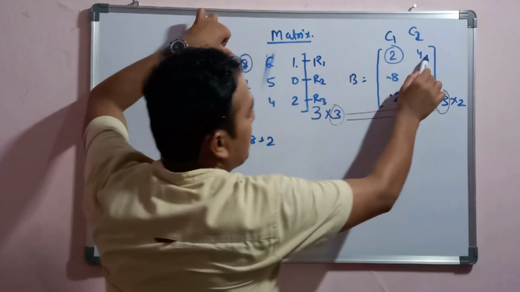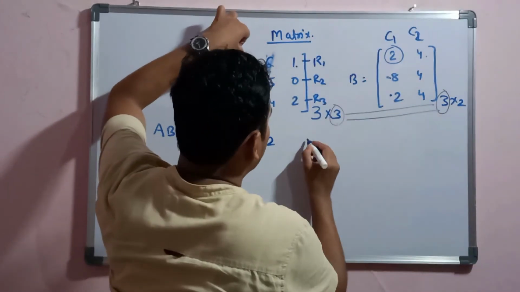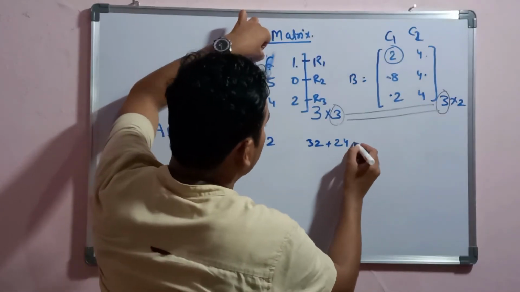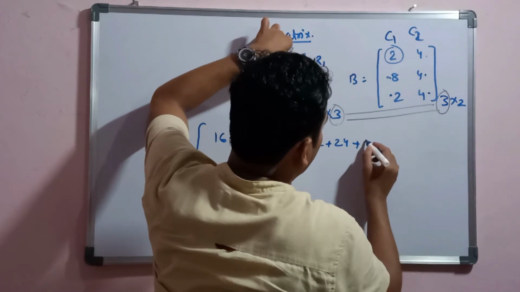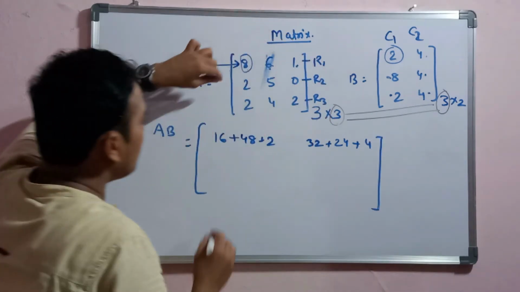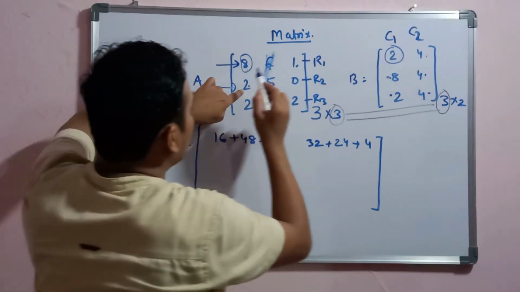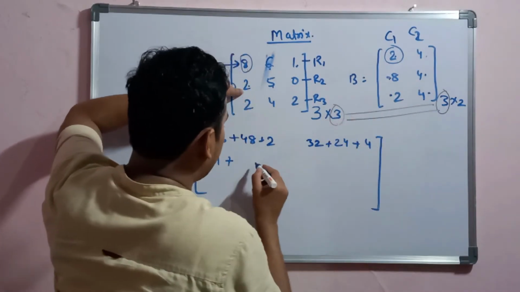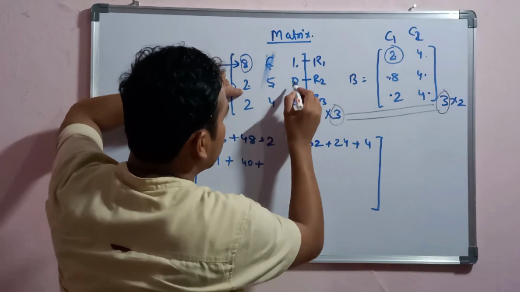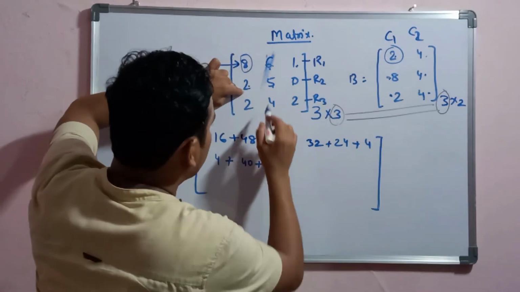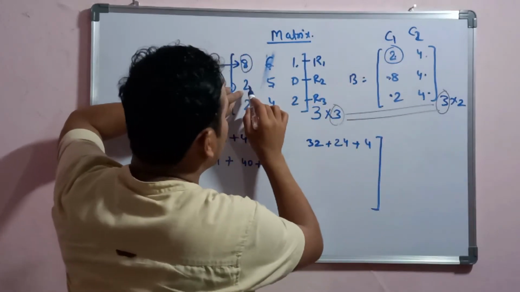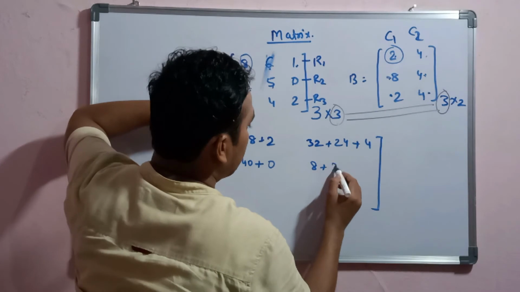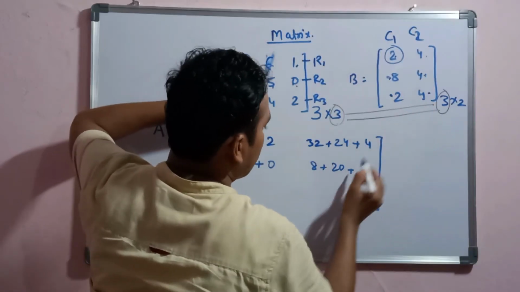Now the same row with the second column: 8 into 2, 32, plus 6 into 4, 24, plus 1 into 4, right? Now we will take the second row: 2 into 2, 4, plus 5 into 8, 40, plus 0 into 2, 0. Now the same row with the second column: 2 into 4, 8, plus 5 into 4, 20, plus 0 into 4, 0. Right?